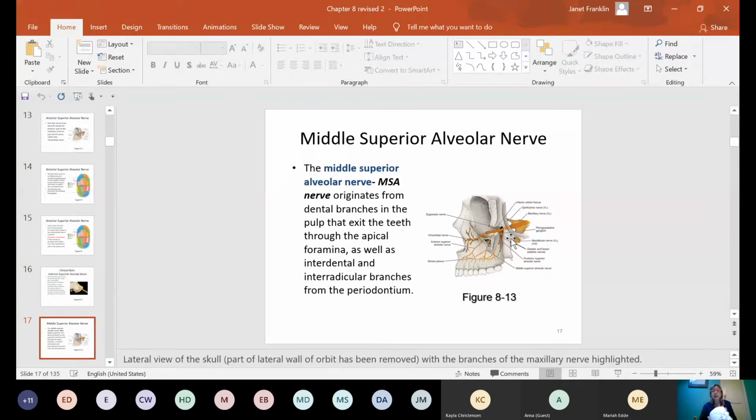The middle superior alveolar is the next branch off. So if you follow this maxillary division here, here's the infraorbital, here's the ASA, or anterior superior, and then this one is the middle superior. And you can see the middle superior is going to the premolar region.